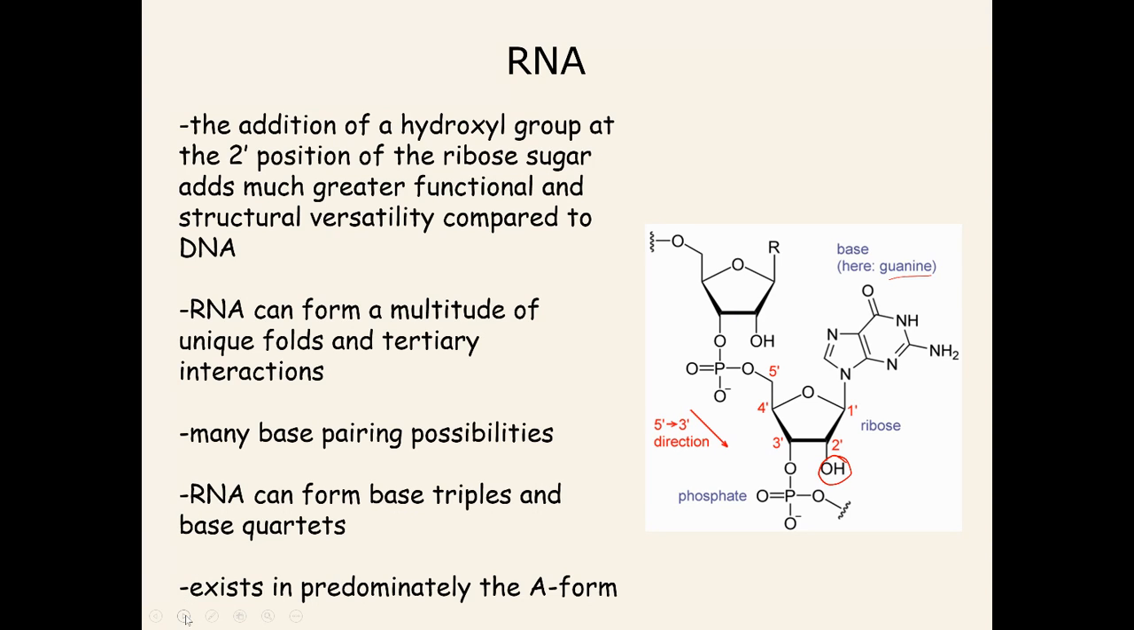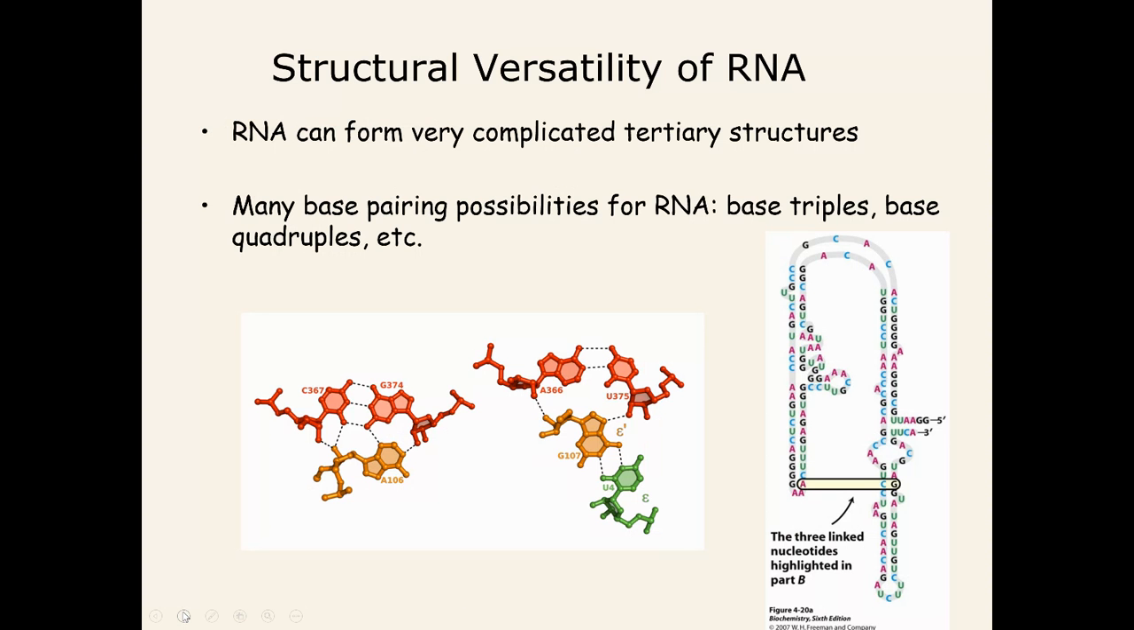I do think it's important here to note that it doesn't have that double helix structure, and so it has a lot more flexibility in the kinds of structures that it forms. So here's the statement: it can form many unique folds and tertiary interactions. It can also form very complicated tertiary structures. So it's a lot more versatile in its overall structure than DNA.